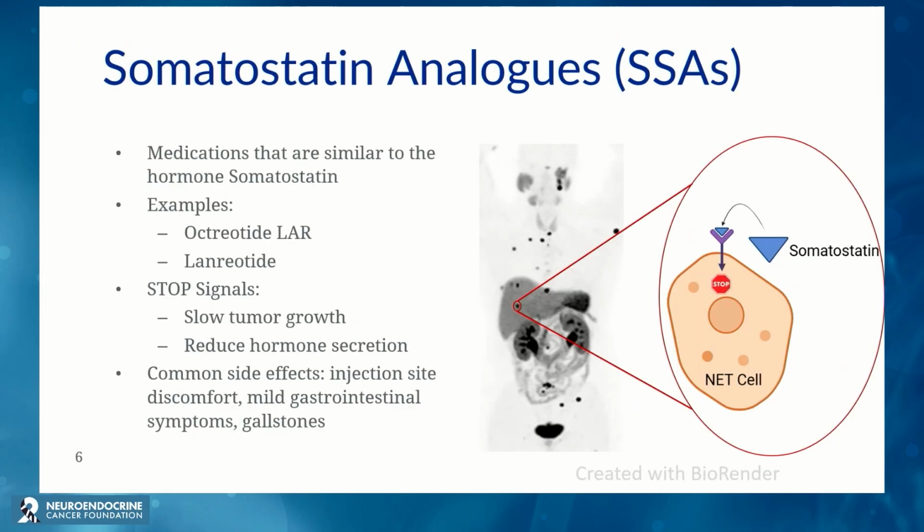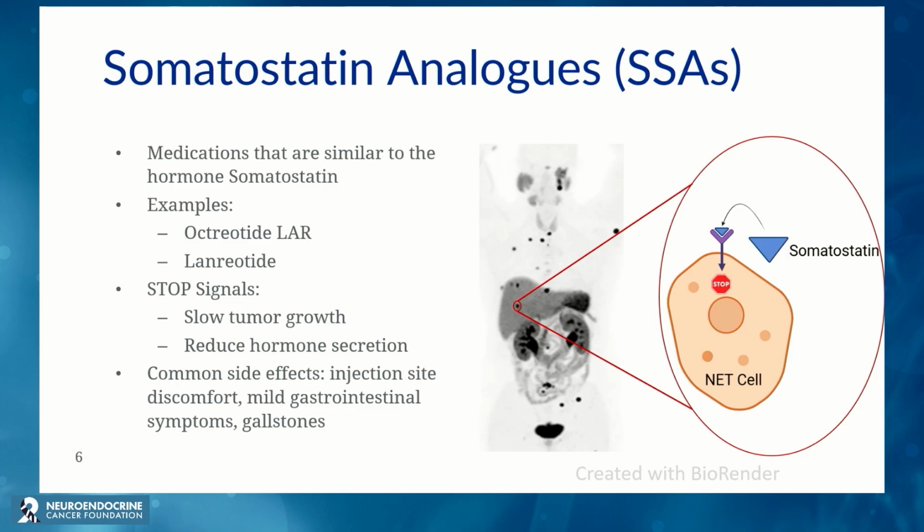So, to start off with this, we'll start talking about somatostatin analogs, oftentimes shortened to SSAs for short. These are medications that are similar to the hormone somatostatin. If you look here, many of you have seen dotatate PET scans before. So, if we really zoom in on the neuroendocrine tumor and we look at it at a cellular level, many neuroendocrine tumor cells will express a somatostatin receptor on their surface.